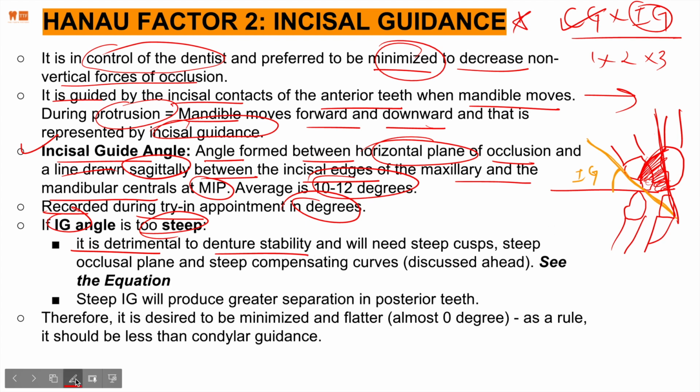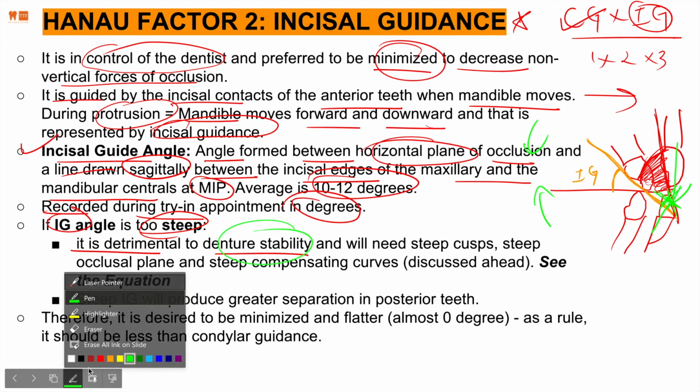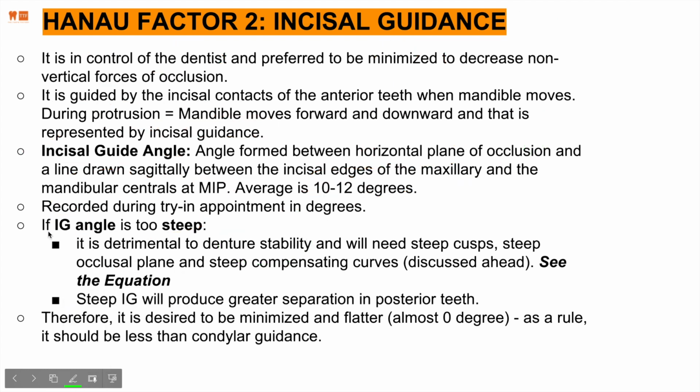If, for example, that happens, can you imagine for a second that this maxillary tooth and the mandibular tooth touching each other, giving each other forces right here, will lift the denture bases in the posterior region? Well, that's the denture stability part, right? If the incisal guidance is too steep, then the denture stability is compromised. It will need steeper cusps. It will need steeper occlusal plane. It will need a steeper compensating curve to balance the occlusion.